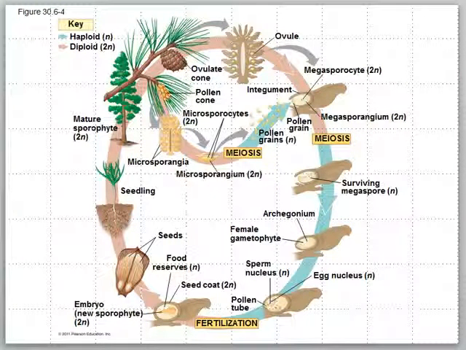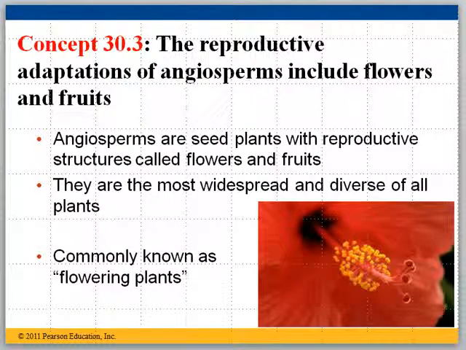So we've wrapped up our major discussion about the various types of plants except for one category left. We've talked about the gymnosperms, and now we need to move on and talk about the angiosperms. This is concept 30.3, and it says the reproductive adaptations of angiosperms include flowers and fruits.